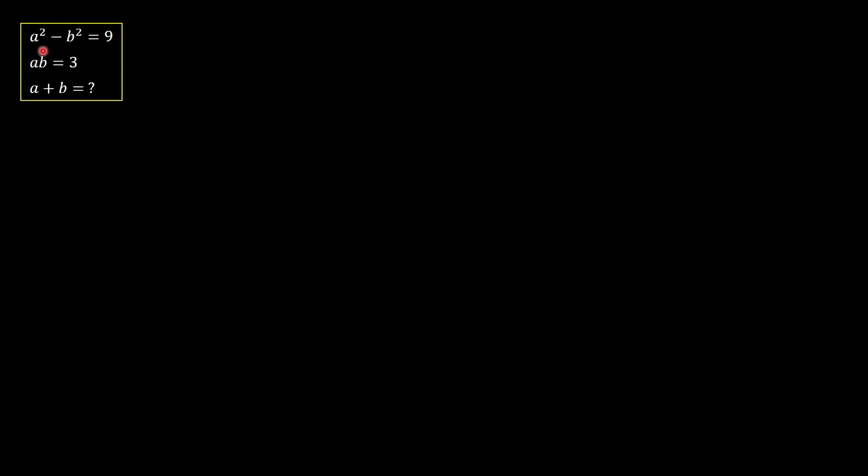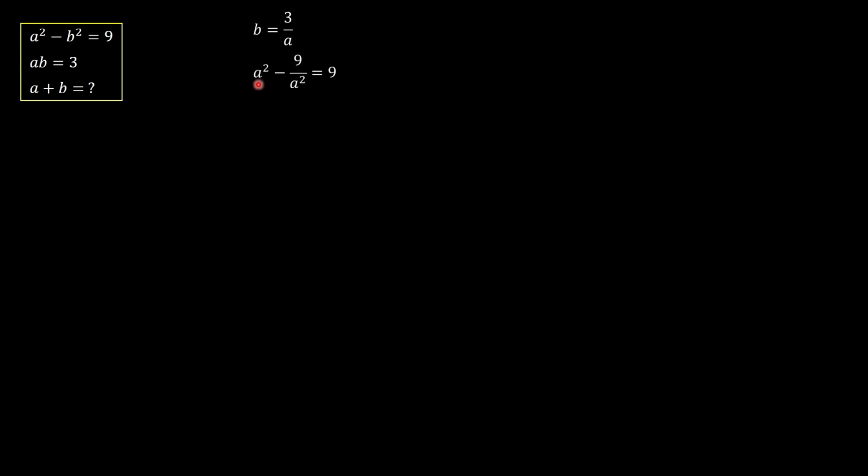We know that a squared minus b squared equals 9 and ab equals 3, and we need to find a plus b. From the second equation we can find b. It will be 3 divided by a. Then let's put this expression into the first equation.